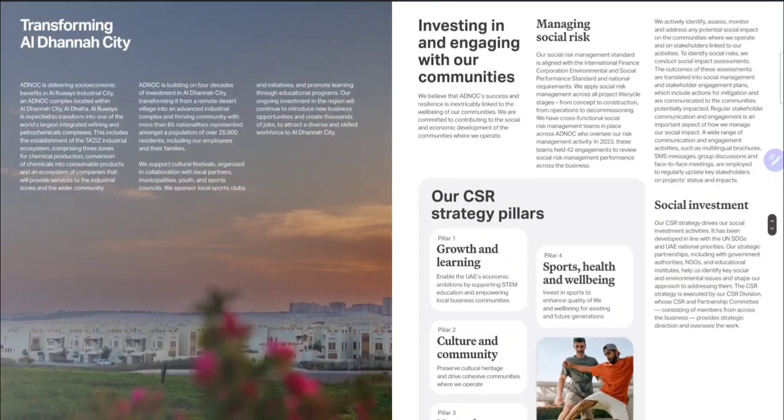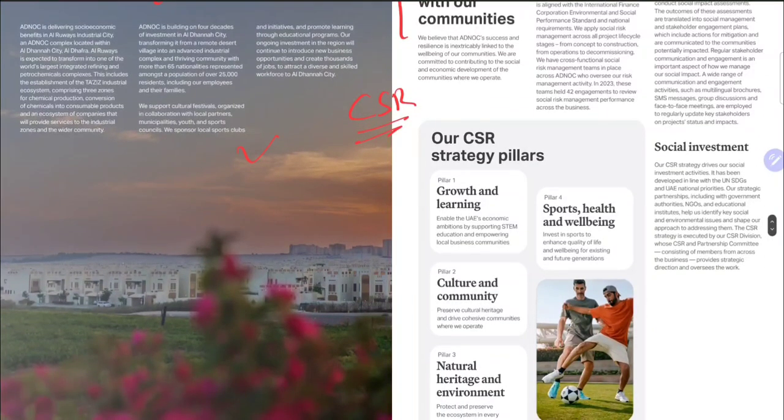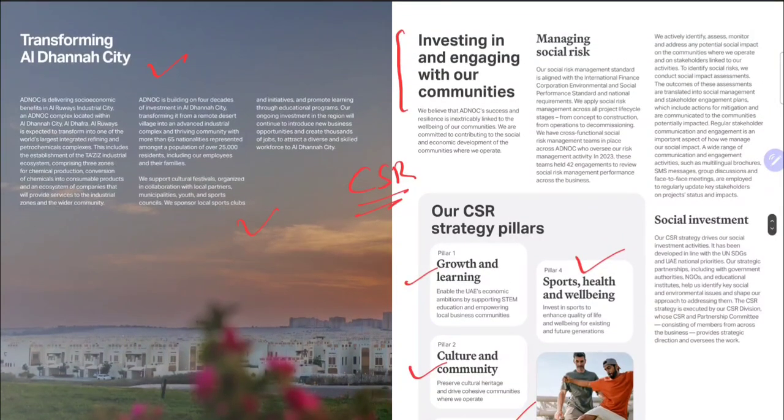Then we go to transforming. Some specific actions and initiatives have been highlighted here: investing in and engaging with our local community. Again, those CSR details are available here. You can see the strategic pillars for CSR, the clusters: growth and learning, culture and community, sports, health and well-being, natural heritage and environment. So those details you can see.